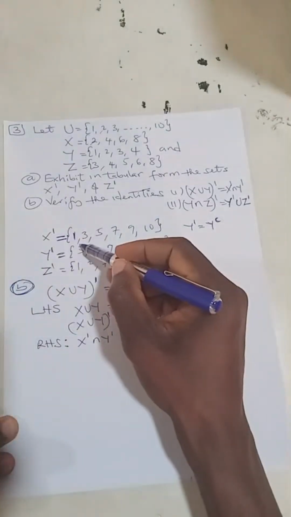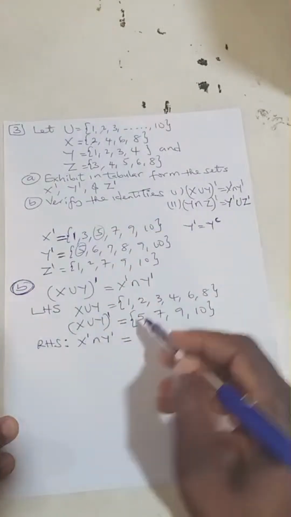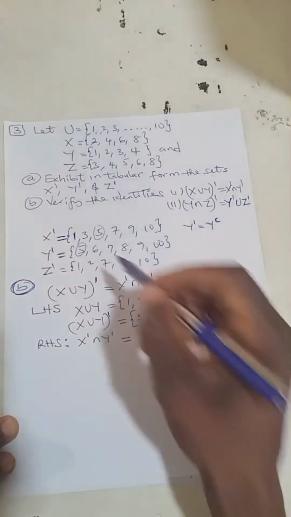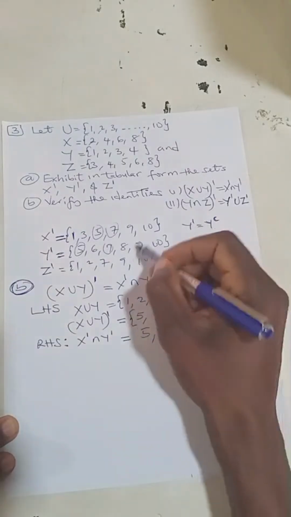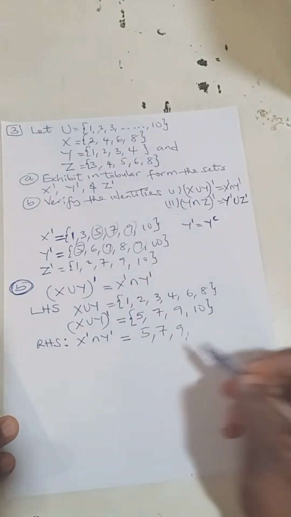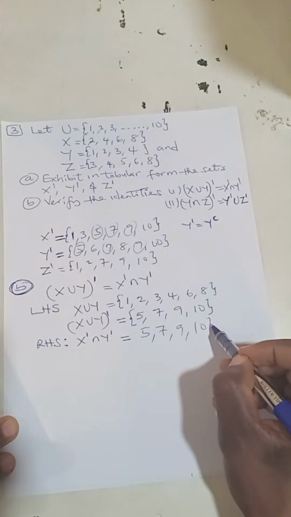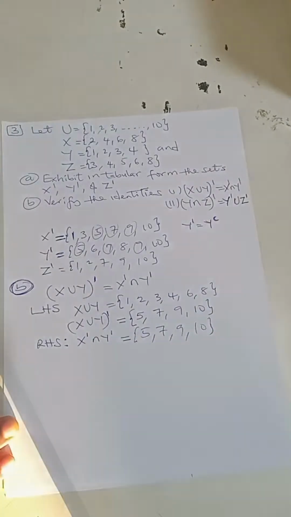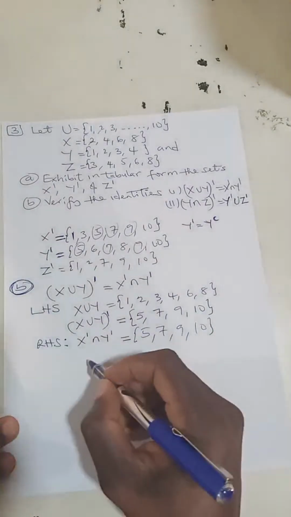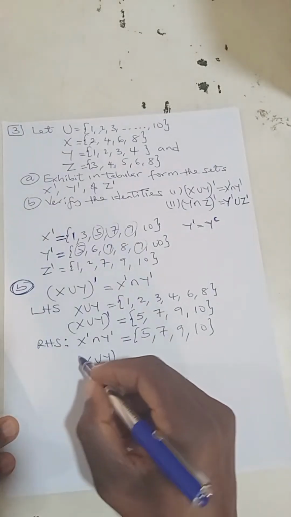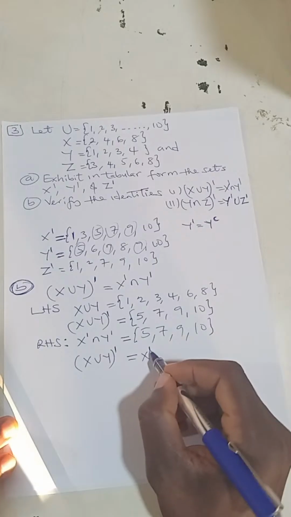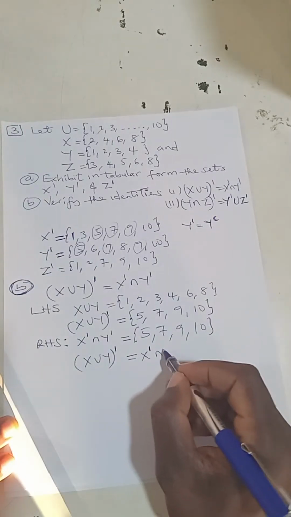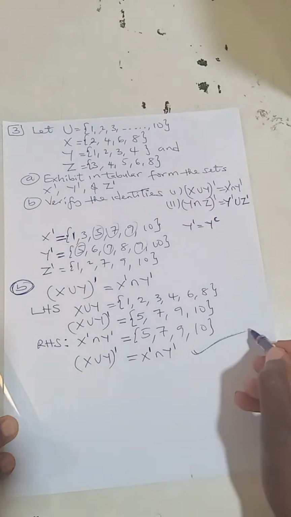5 is common here. 5 is here, so we take it. 7 is here, 7 is here, we take it. 9 is here, 9 is here, we pick it also, and finally 10 is also common. So check the value. You can see your right-hand side, X union Y prime complements is equal to X prime intersect Y prime. So that is very, very correct.